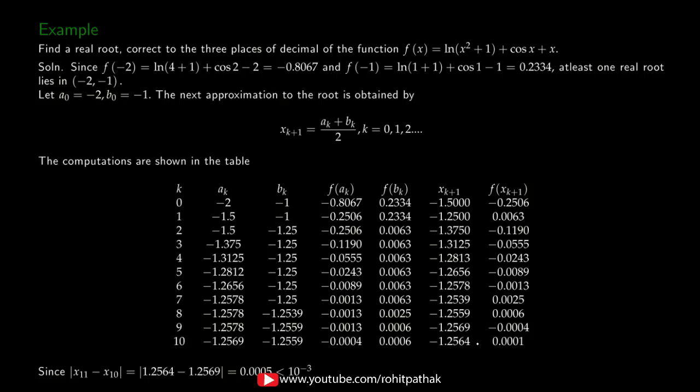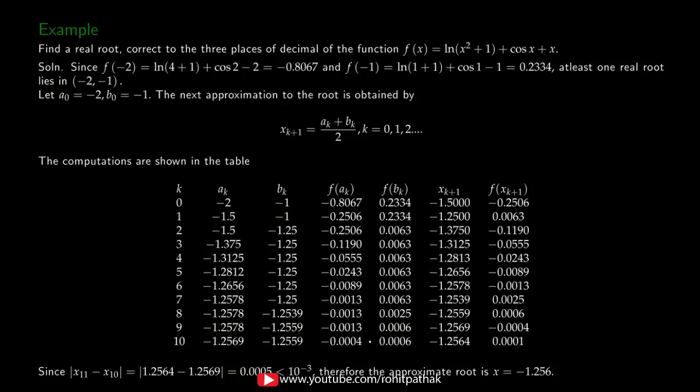So if you find x11 minus x10, because this is x11 and this is x10, if we find the difference, we find that this is equal to 0.0005, which is less than 10 to the power minus 3. That means the desired accuracy. Therefore, the approximate root is x equal to minus 1.256. So this is how this method works.